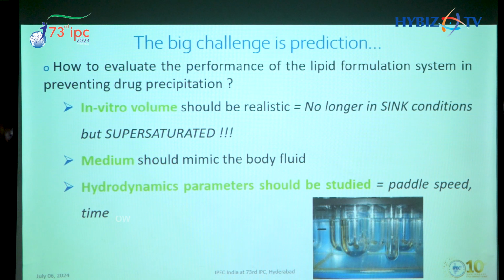Hence, it is important that you consider the volume of the formulation and accordingly test the lipid-based drug delivery system. Also, the medium that is being used should mimic the body fluid. That is, it should be a biorelevant media, or it should consider the enzymatic action which takes place in the intestine. And also the hydrodynamics, because of the gastric motility, should be mimicked or simulated as it is in the small intestine.